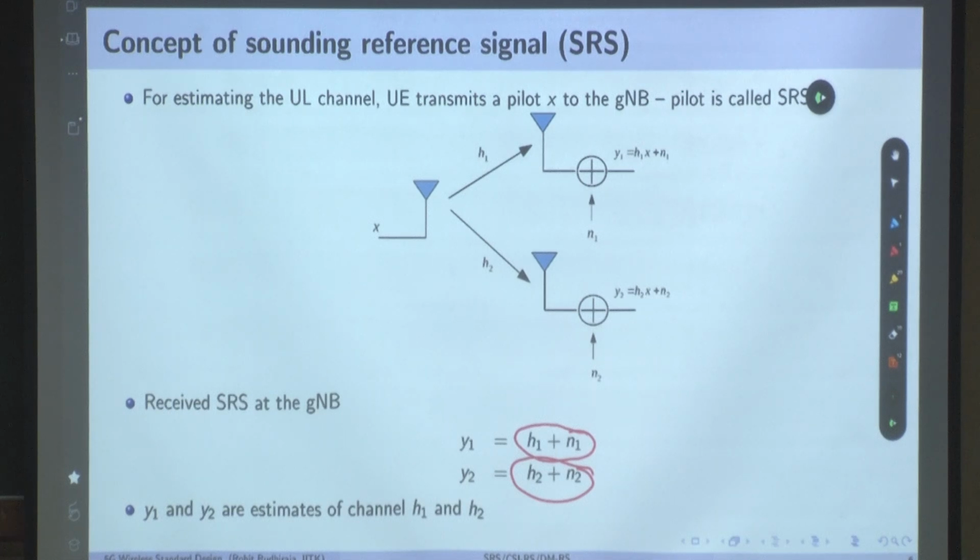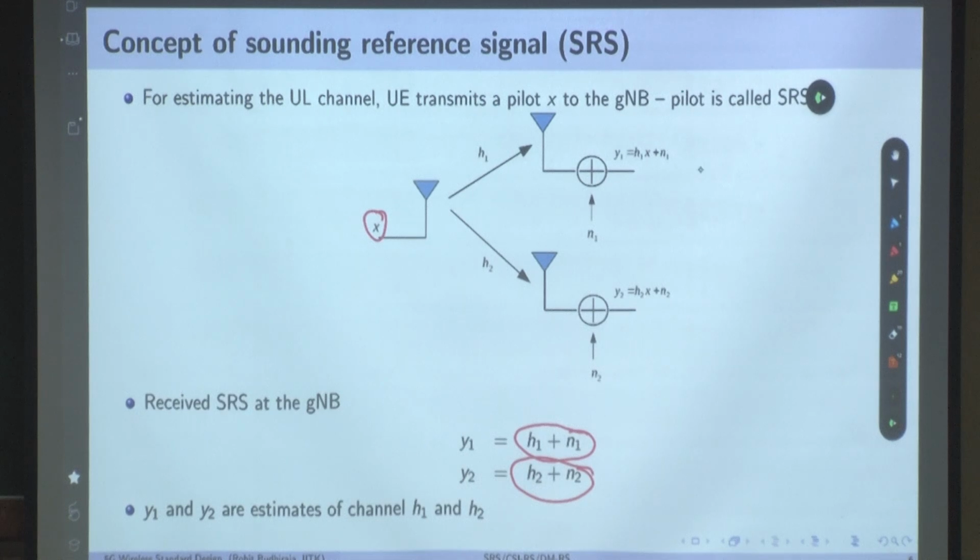If you do a course on estimation theory, they are called the least square estimates of the channel. By transmitting a very simple pilot signal, which is given the name sounding reference signal, the base station is able to estimate the uplink channel. And why are we looking at the uplink? Because it is very easy for the receiver to estimate the channel.